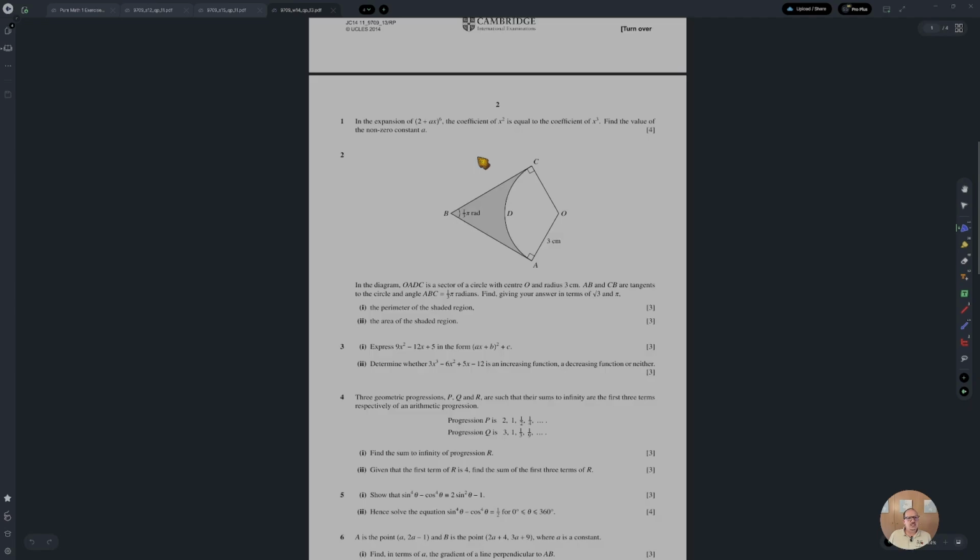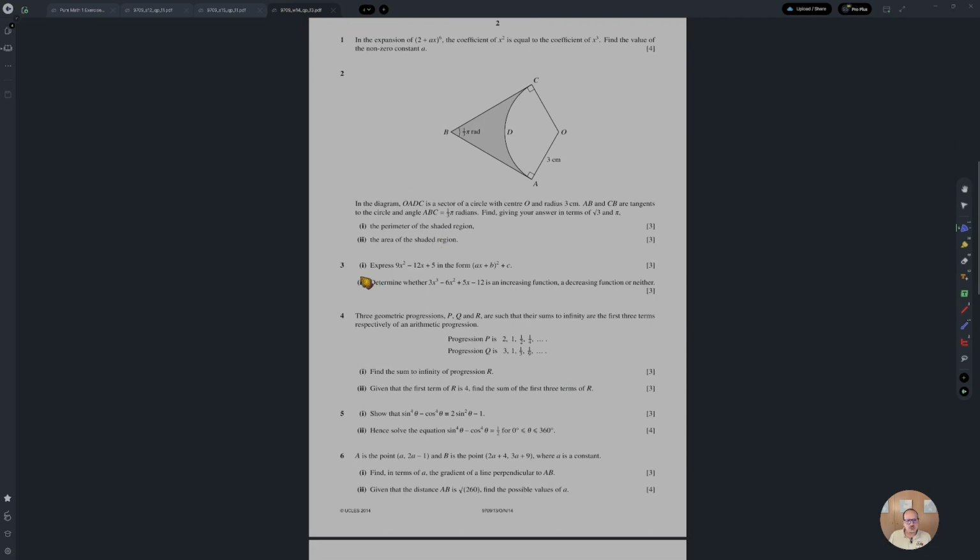Last question, last exam question, is winter 2014, question paper 13. And the question itself is question 3. So express 9x squared minus 12x plus 5 in this completed square form, and then determine whether this cubic over here is an increasing function, a decreasing function, or neither. Apparently this doesn't have anything to do with that, but we're going to see that indeed it does.